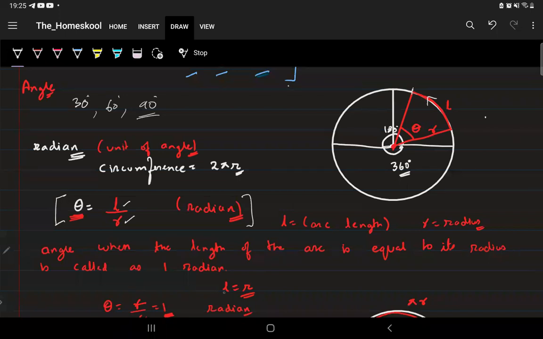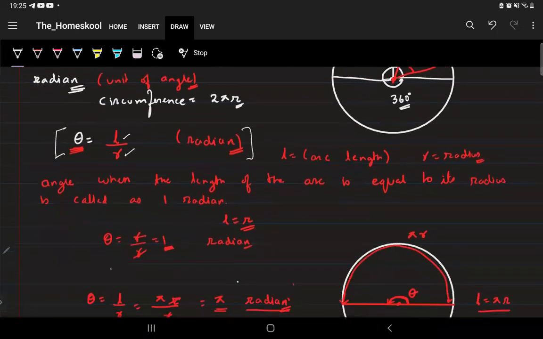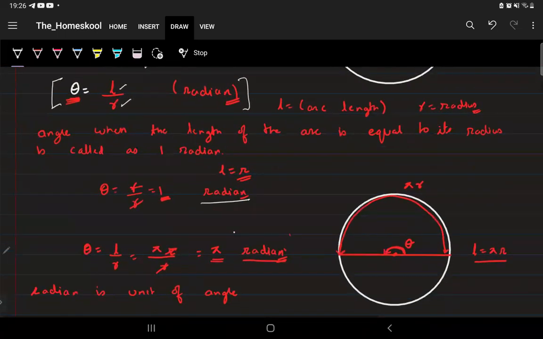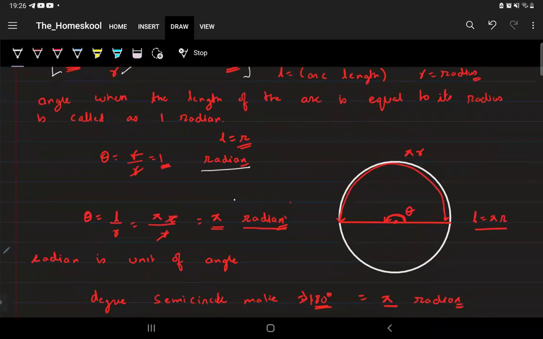Correct, Akshat? Right? So we know that theta is equal to L by R. So if L is equal to R, then R by R will be 1, which is 1 radian. Now, we understood this concept and applied it to find the relationship between degree and radian.